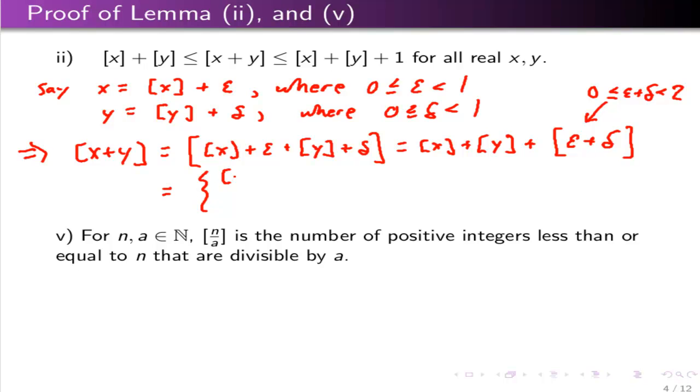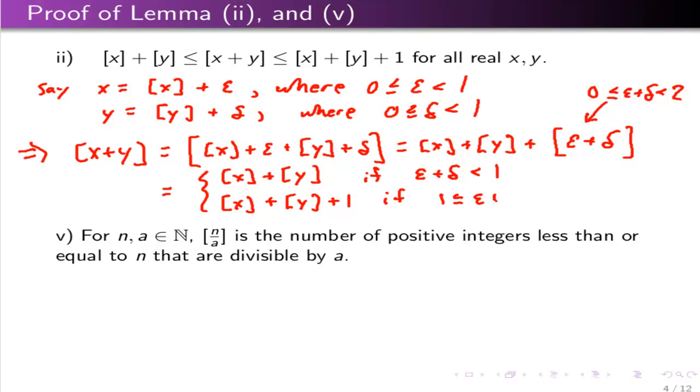So we can either have bracket x plus bracket y plus 0 if epsilon plus delta is less than 1, and it's bracket x plus bracket y plus 1 if it's between 1 and 2. And that's all there is to it. So I'm telling you exactly when bracket of x plus y is the smaller number and when it is the larger number. And so it's always sandwiched in between these two values. It's actually equal to one of these two values here.